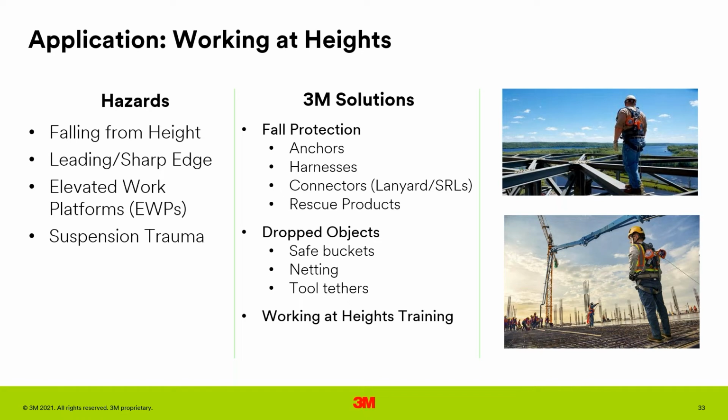So generally, solutions are going to fall into several categories. We call it the ABCs of fall protection. Anchors are what you're going to connect yourself to. Harnesses are the body support, or what you're actually going to wear on your body. And then the connectors are the lanyards, which connect you to the anchor. And lastly, should you fall, you need to consider your rescue plan, or what rescue products you might want to have in place in case you fall.